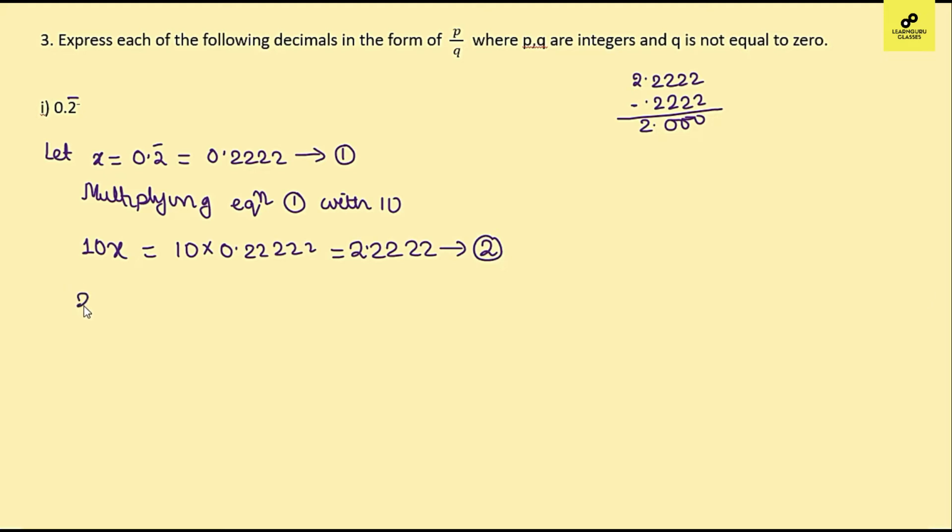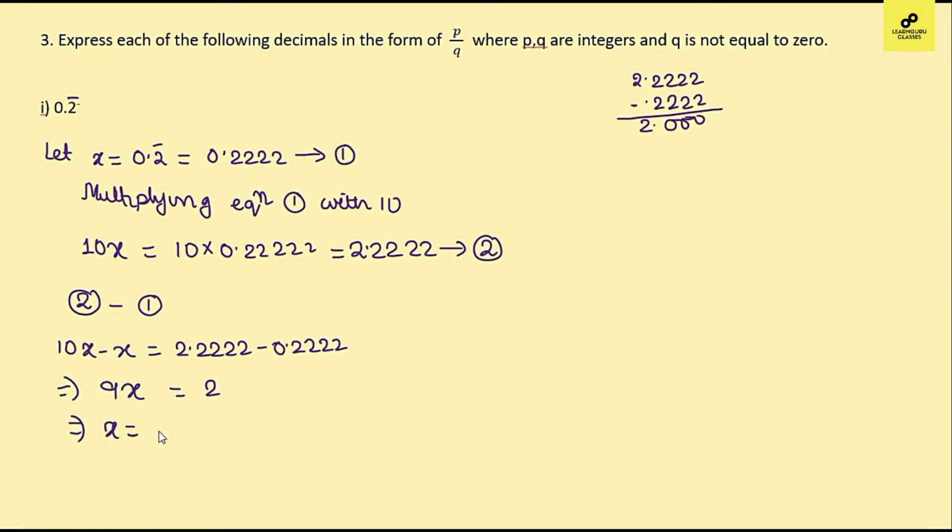Now if I do 2 minus 1, 10x minus x, this will be 2.2222 minus 0.2222. If you subtract this, you will get exactly 2, and here 9x. So x equals 2 by 9 is the equivalent fraction for this decimal expansion.